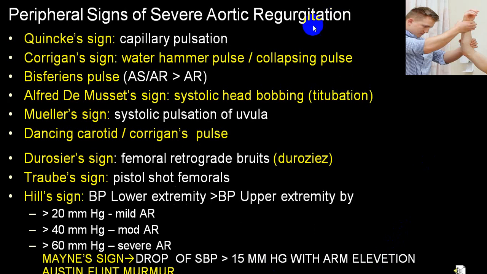These are all the different names utilized in water hammer pulse. I am not going into detail at present. There are certain names: Quincke sign, Corrigan sign, Bisferiens, Alfred de Musset sign, Muller sign, dancing carotid or Corrigan pulse, etc. There are a lot of different names given to this. I am not using any one of these at present. In the chapter of aortic regurgitation, we will be using all this terminology. Yes, they are the questions for oral exams. That's the reason why I put this particular slide. But we'll be using all this terminology and we'll be explaining it to you in the chapter of aortic regurgitation.